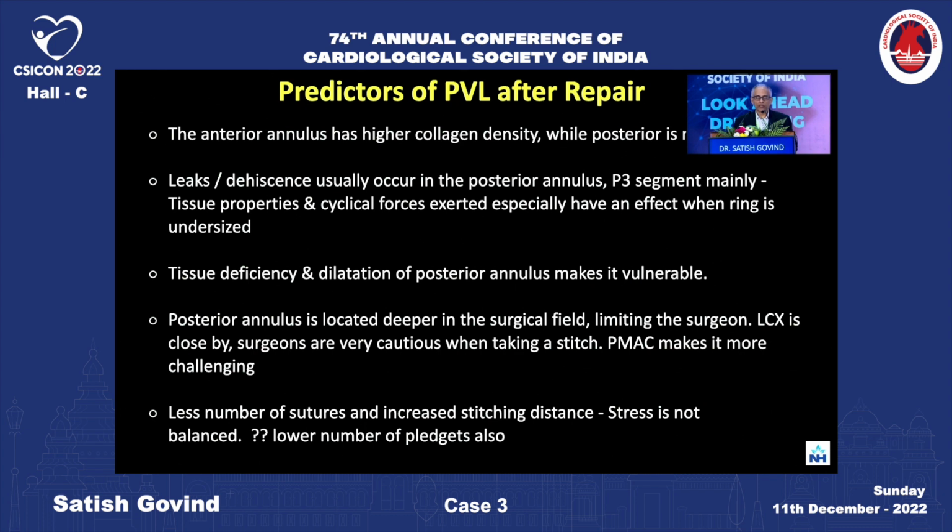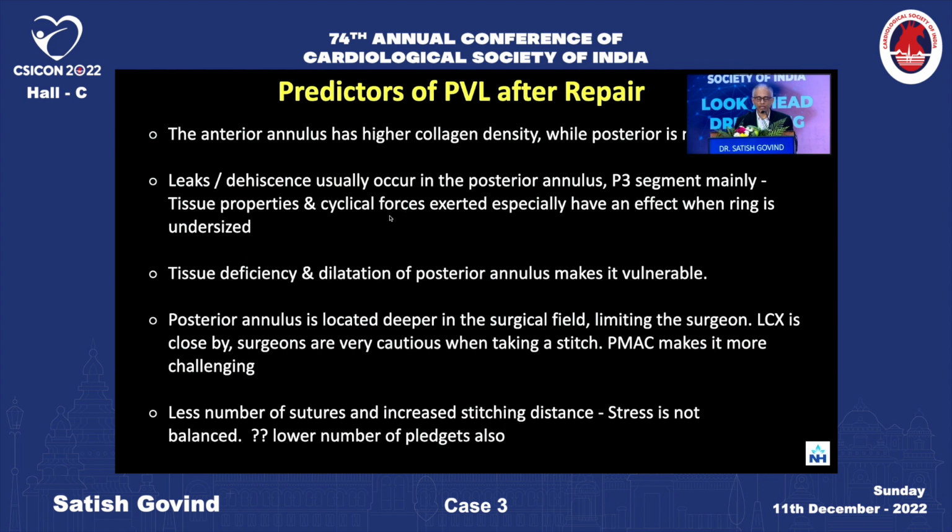Between the two annulus, let's see where this is likely to happen. You have the anterior annulus and the posterior annulus. The anterior annulus has higher collagen density, while the posterior annulus is more muscular. The leaks or the dehiscence: if the leak is there and continues to extend, it becomes dehiscent. This is reported quite frequently, usually in the posterior annulus, and especially in the P3 segment area. They have actually looked at this particular area because it's a very vulnerable area. They have made a model also, and they have shown by data also that this P3 area is the most vulnerable area.